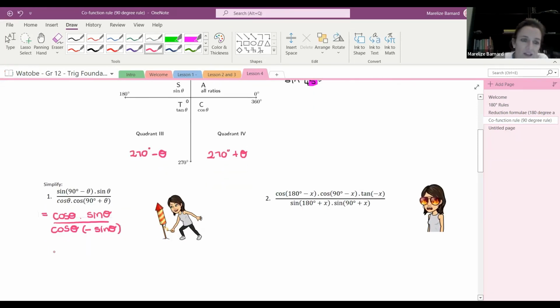And what we've got left is minus 1. Cos cancels with cos, sine with sine, but it's a negative, so it's negative 1.